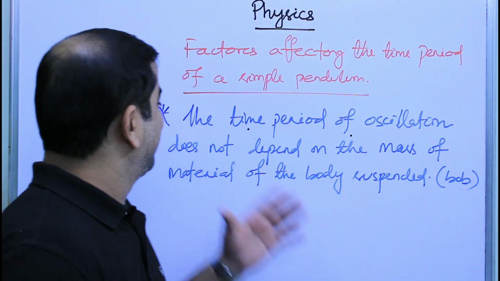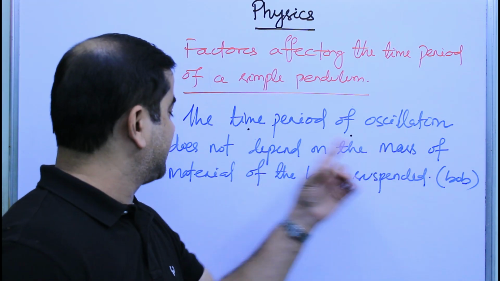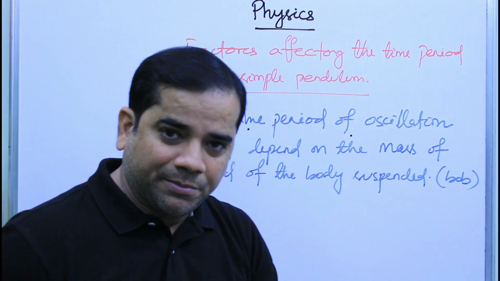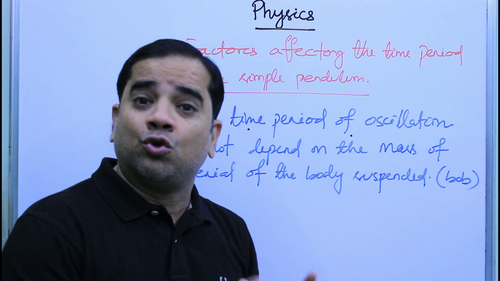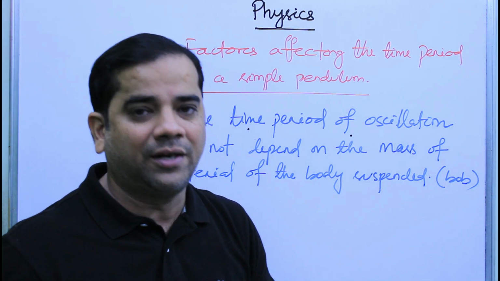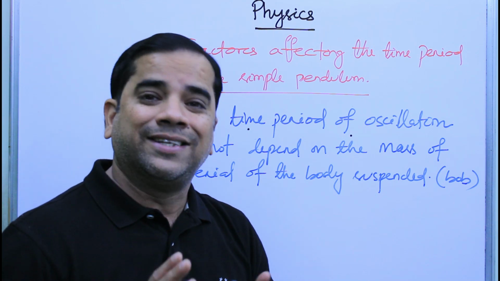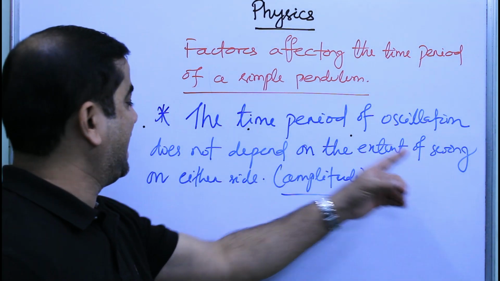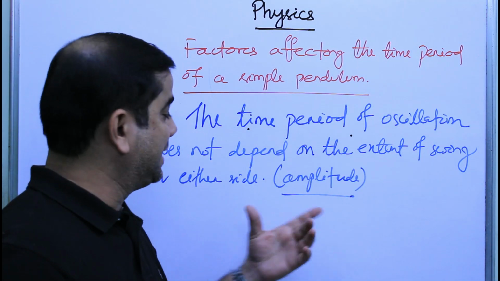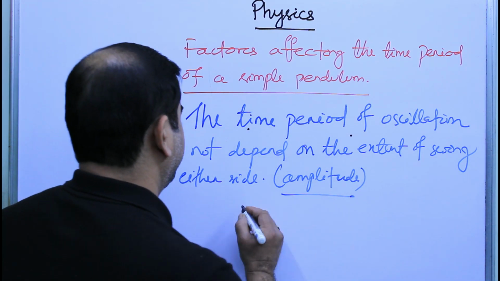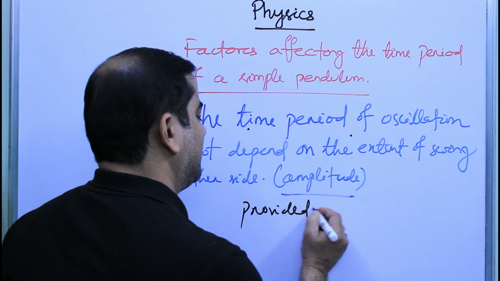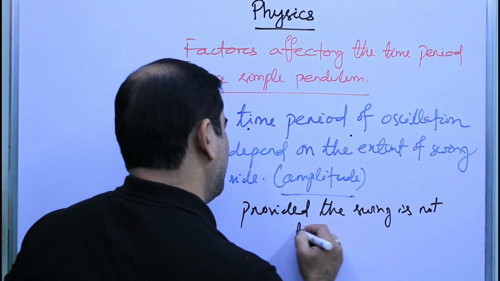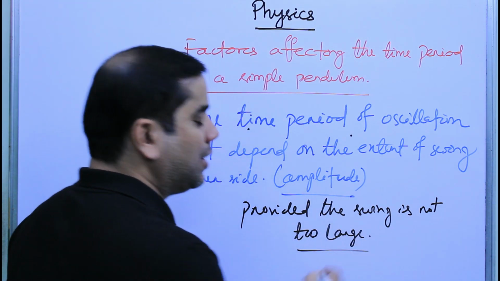Okay? Students, the time period of oscillation does not depend on the mass or material of the body suspended, that is the bob. That means if we take two simple pendulums having the same length but two bobs having different mass or different material, then the time period would not change. Students, the time period of oscillation does not depend on the extent of swing on either side. What is that? That is our amplitude. Okay, but provided the swing is not too large. You need to keep it in mind.